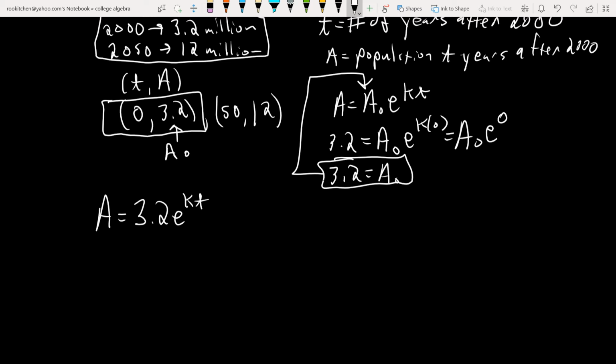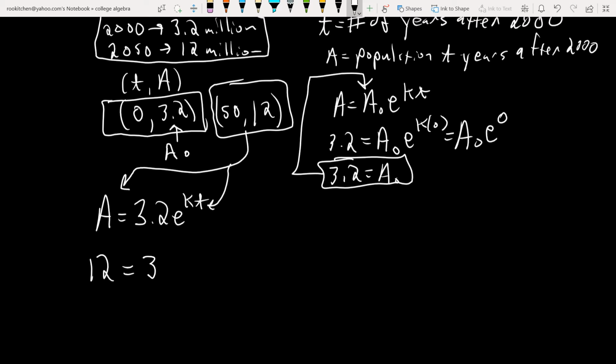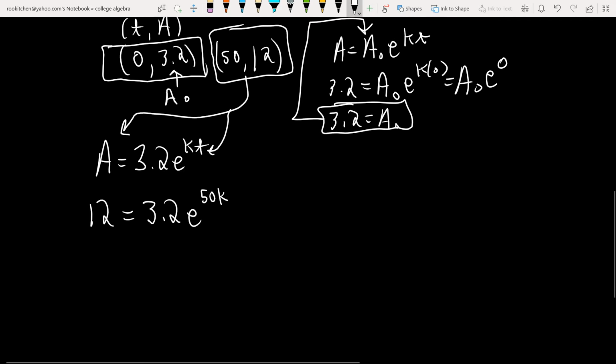Now we want to find that growth constant, and we could use this other ordered pair in order to do that. So now we take this ordered pair and plop it into this formula. Put the 12 in for a and the 50 in for t. And I'm going to reverse the k and the t, put the constant first. So this is an exponential equation, and we can solve it.